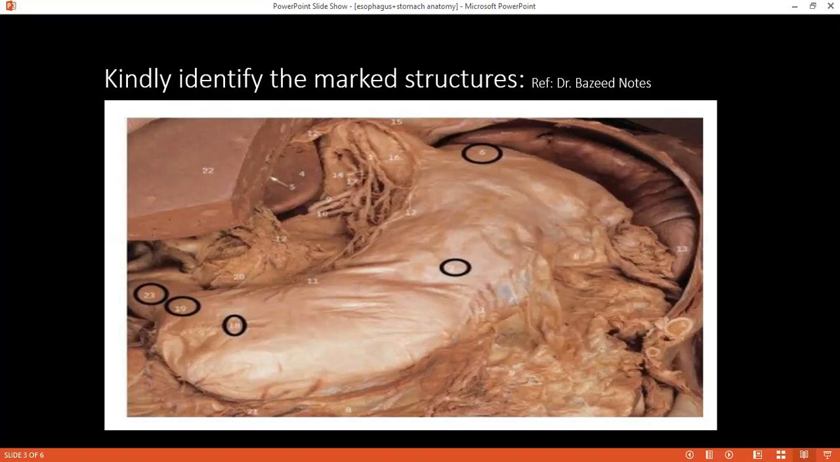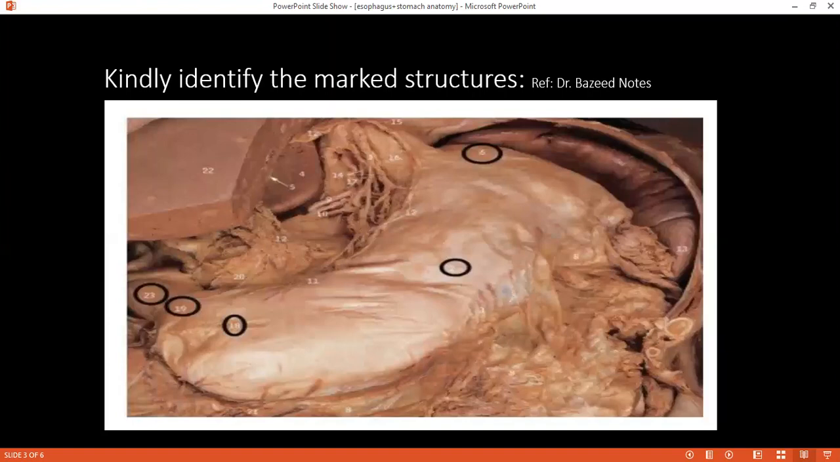Okay. Can you please tell me the venous drainage as well? Yes, ma'am. The left and right gastric veins drain into portal vein. The right gastroepiploic vein drains directly into superior mesenteric vein, and the left gastroepiploic and short gastric veins drain into splenic veins.